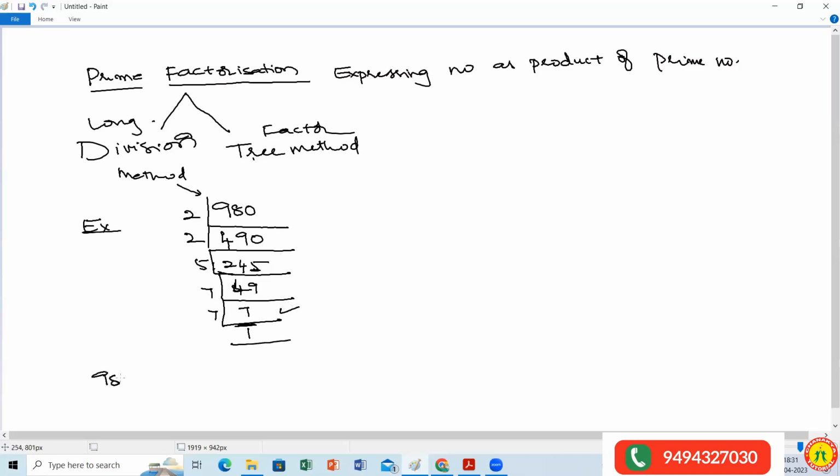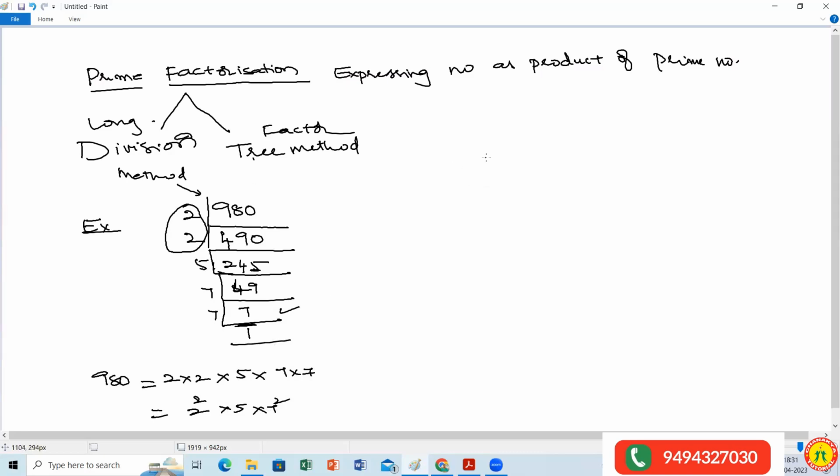Now 980 can be expressed as a product of prime numbers. How many times should you write 2, in order? First, 2 two times, then 5 one time, then 7 two times. You can even write this as 2 square into 5 into 7 square. This is the prime factorization method. If you multiply all these factors, you will get 980 again if you have done it correctly.